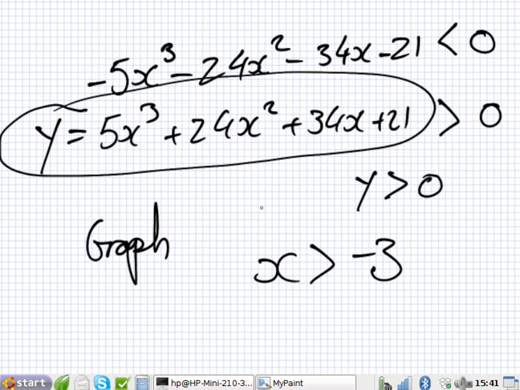So, you don't have to write this down. I'm just trying to show you what you can do with the graph after you find the graph as well. Can we see the graph again? Yes, there it is, right there.